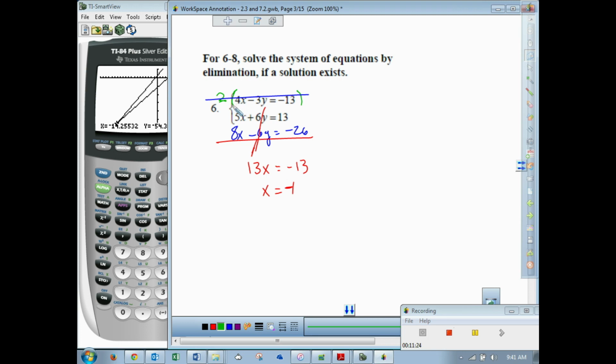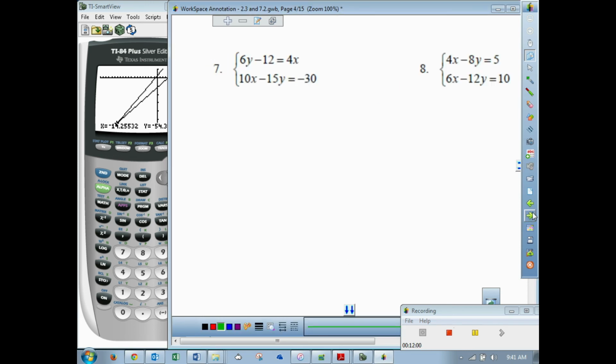So I'll pick the top equation, the original one, negative 4x minus 3y equals negative 13. I put negative 1 in for x, right there. 4 times negative 1 is negative 4. Add 4 to both sides, negative 9, and then y equals a positive 3. Again, just a basic algebra refresher on how to solve a system by hand. Questions?